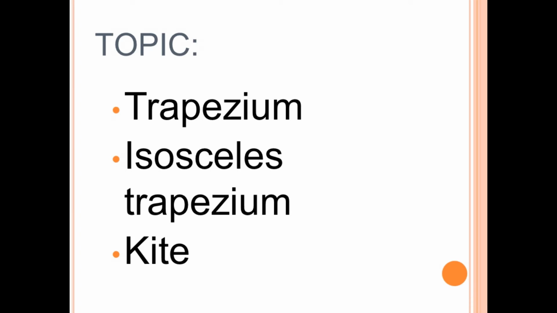We have discussed some types of quadrilaterals before. The types of quadrilaterals we have discussed are parallelogram, square, rhombus and rectangle. Now we are going to discuss some more types of quadrilaterals. Now comes the next type of quadrilateral. Its name is trapezium. What is a trapezium?